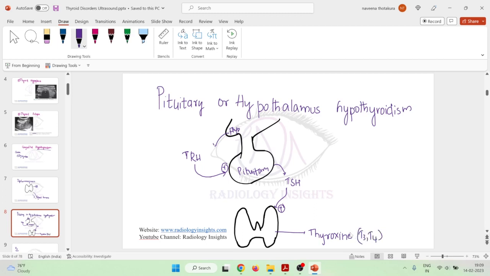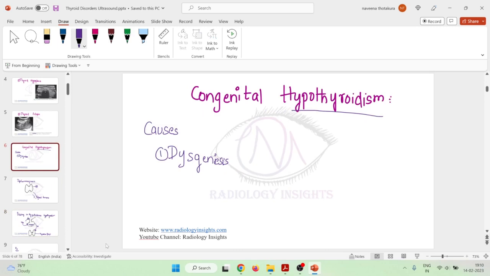Now, the main thing is if there is either hypothalamic dysfunction or pituitary dysfunction, TRH or thyroid stimulating hormone are not formed properly. So the push to the thyroid gland is not given. So the amount of thyroxine which is formed will be less, resulting in congenital hypothyroidism.